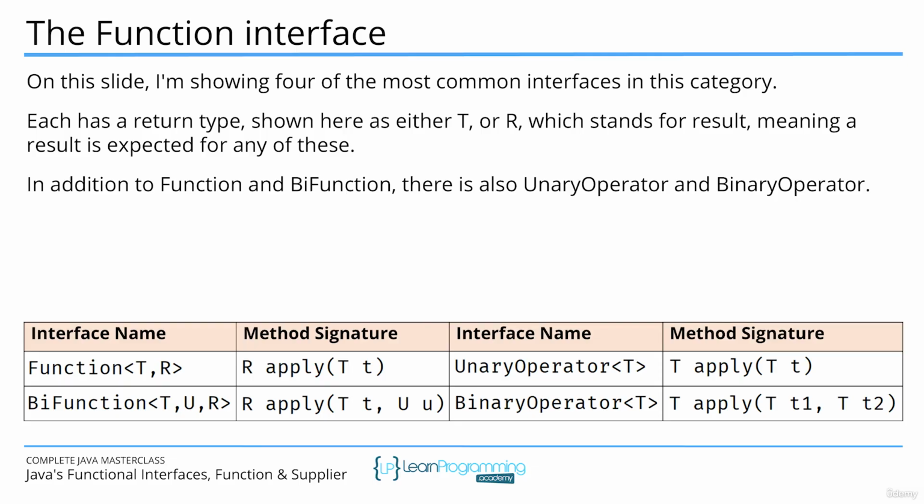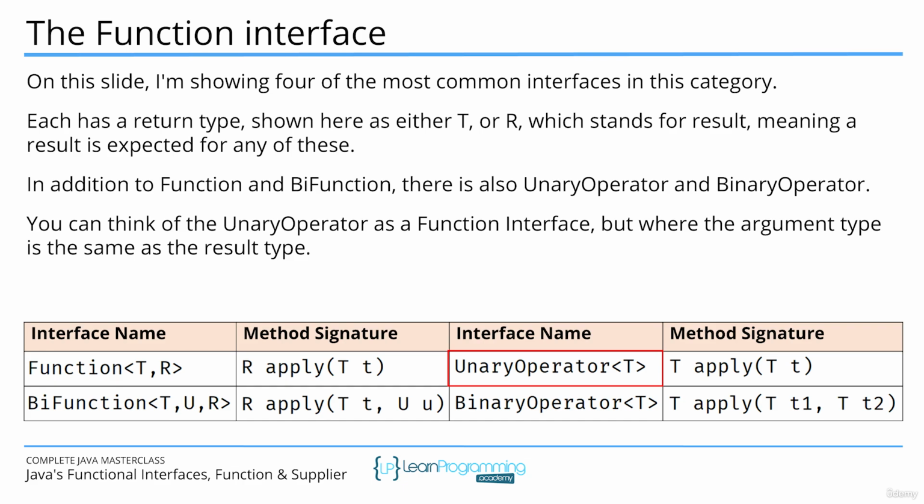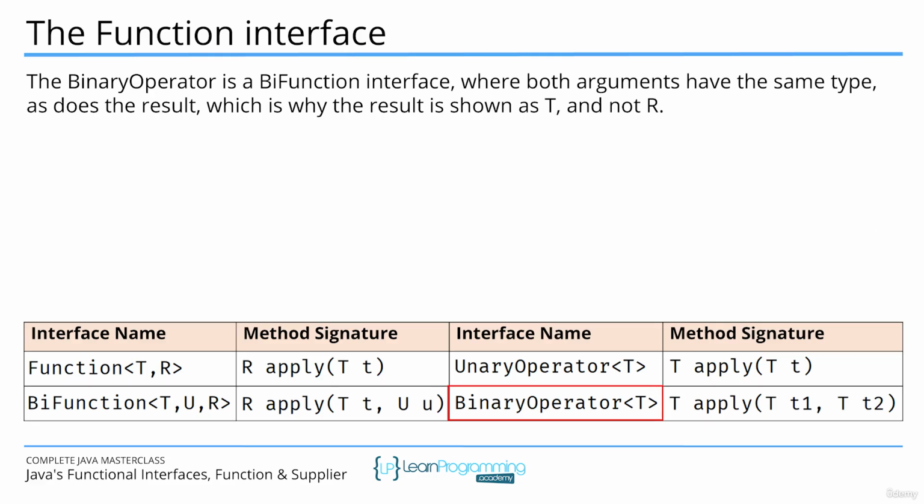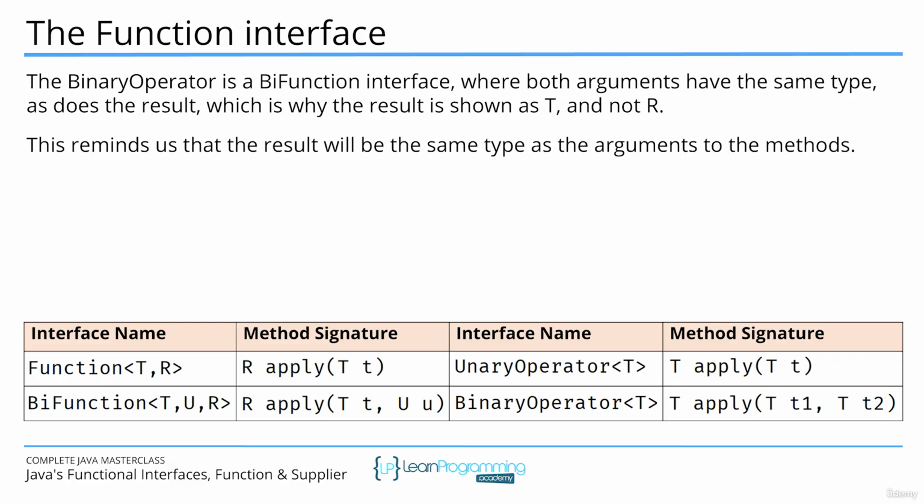In addition to function and bifunction, there is also unary operator and binary operator. You can think of the unary operator as a function interface, but where the argument type is the same as the result type. The binary operator is a bifunction interface where both arguments have the same type, as does the result, which is why the result is shown as T and not R. This reminds us that the result will be the same type as the arguments to the methods.